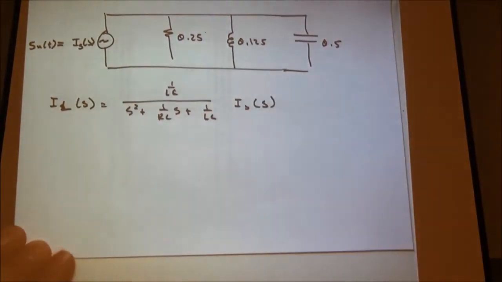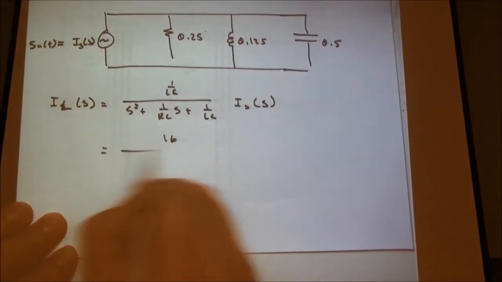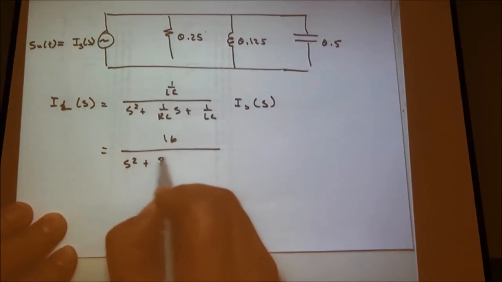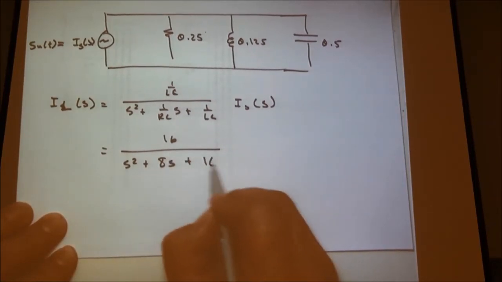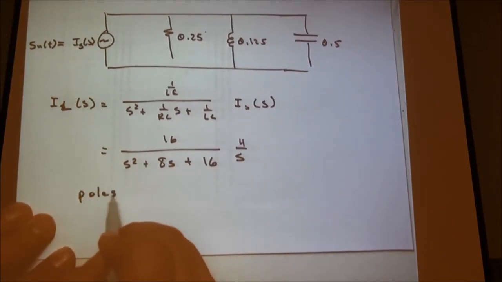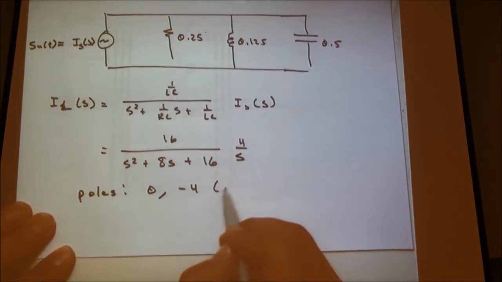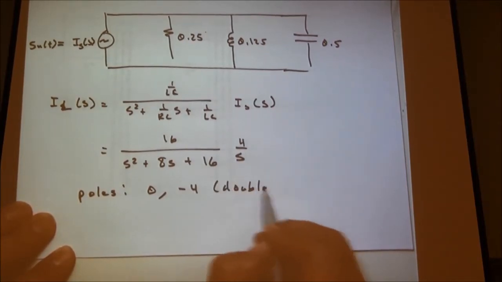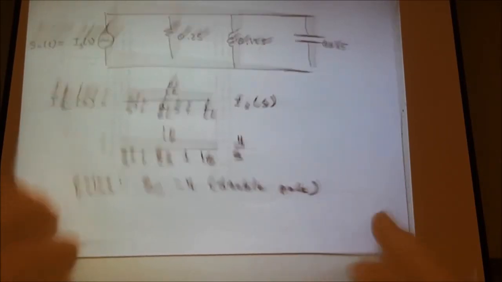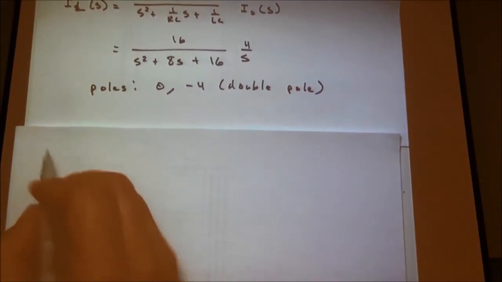In this particular case, we have numbers, we can do stuff out, and wind up with something that looks like 16 over S squared plus 8S plus 16 times 4 over S. We can find our poles. We have a pole at S equals 0, and minus 4, a double pole. And hopefully we're all on the same page. That does work out.